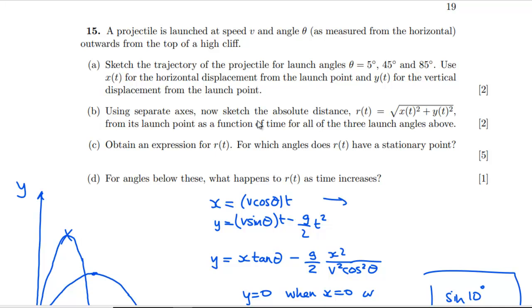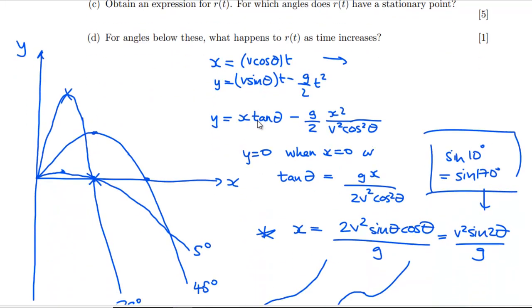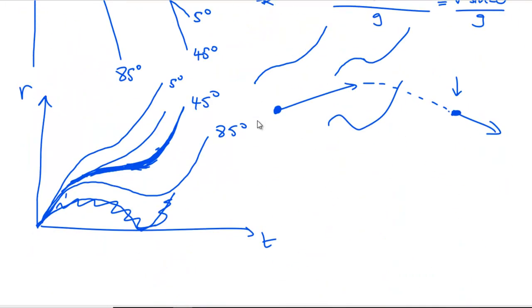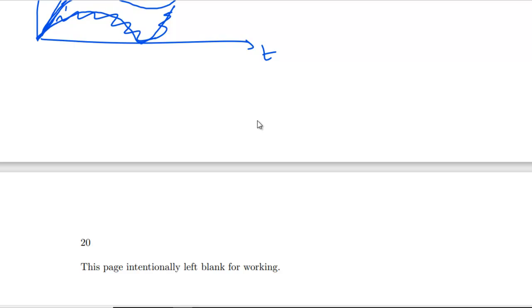So what are we doing again? Obtain an expression for r as a function of time. All right, we can do that. For which angles does it have a stationary point? Right, so we can use this thing. Which bit are we going to use? Well, we can use these bits. So let's just put all of that in. I know what these things look like. I've written this sort of stuff out before. So let's go to a whole blank page.